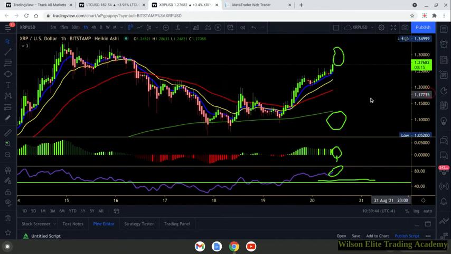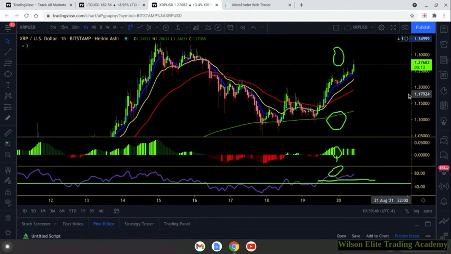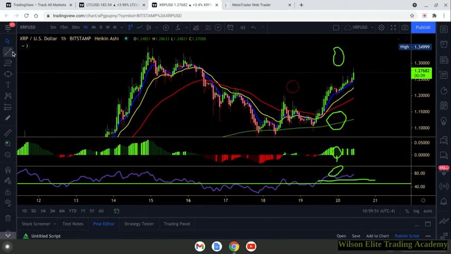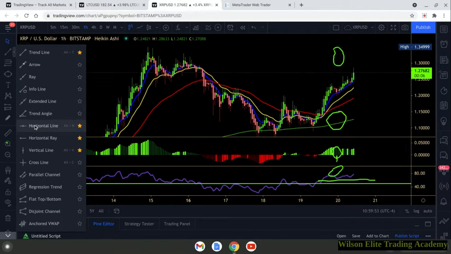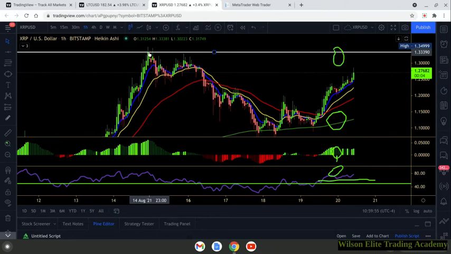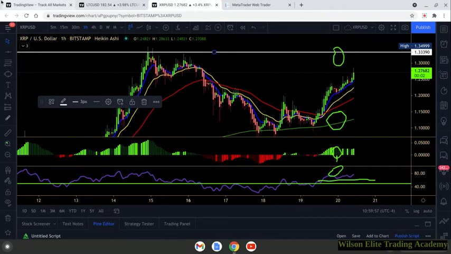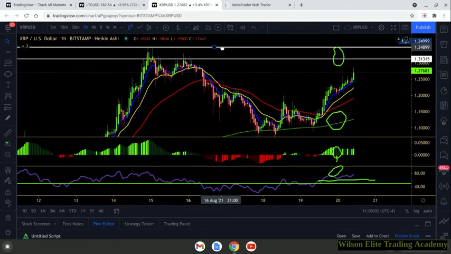This is XRP. So currently XRP is in a buy, right? We're looking to buy, but remember here, if you're trading XRP, we have the zone up here that we must watch for. That price needs to break and close above the zone in order for us to go to $1.60.